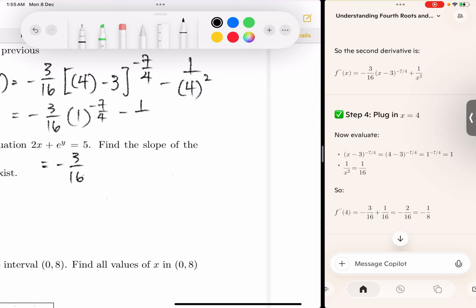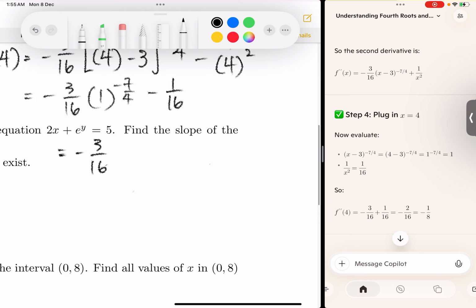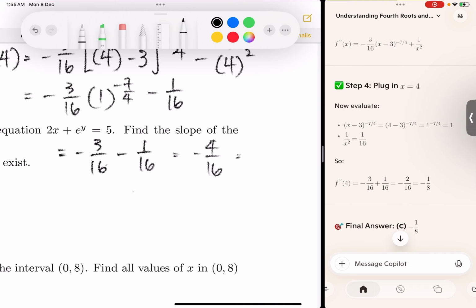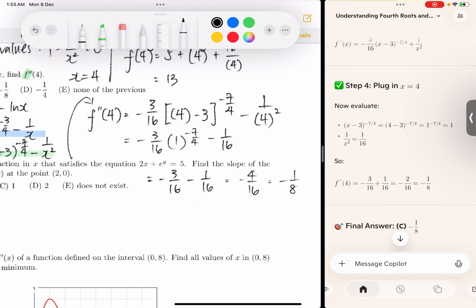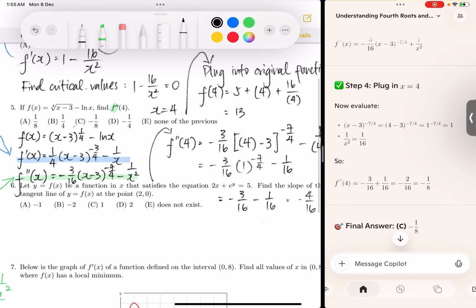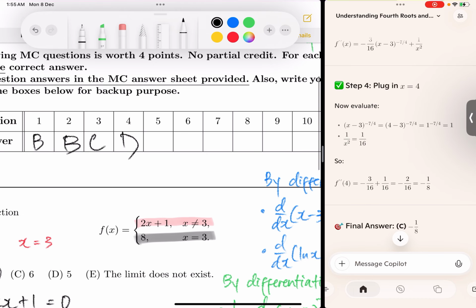Okay, so we'll keep going with that. So minus 1 over 16. And the good thing is they both have the same denominator. In earlier videos, we had to change it to a different denominator. So that's good. So ultimately, the answer is negative 4 over 16, I believe, which if we simplify it is negative 1 over 8. So that's how we get the answer, negative 1 over 8, which is C.